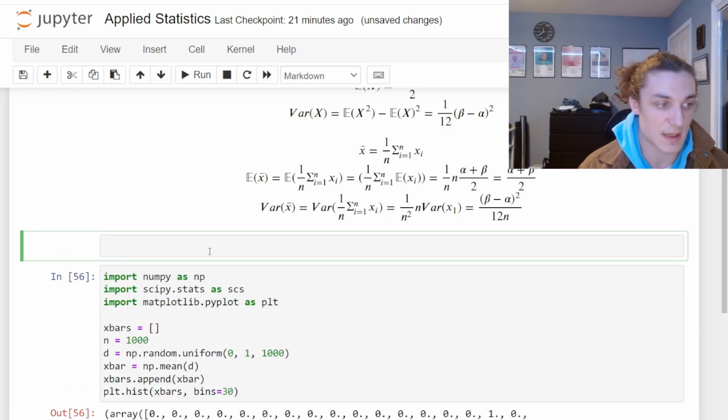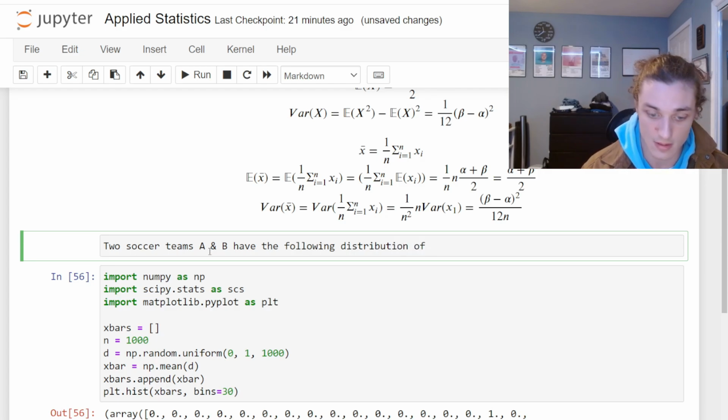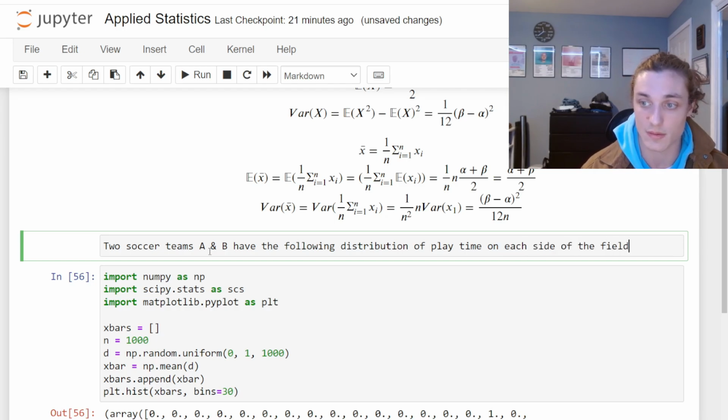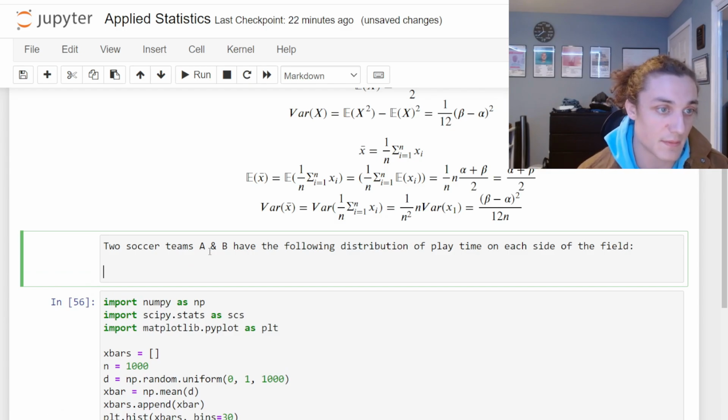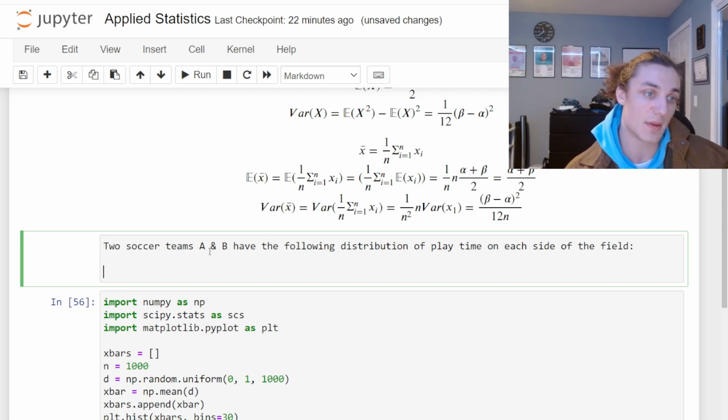So what I'm going to do is say two soccer teams, A and B, have the following distribution of play time on each side of the field. It remains to be seen if this is an effective way to construct such an idea, but this is going to be which side the ball is on.